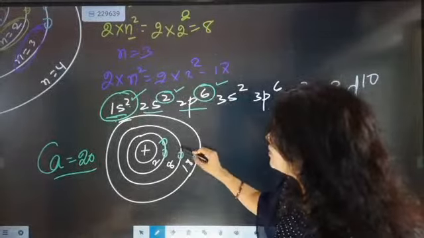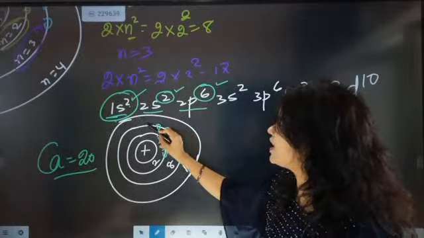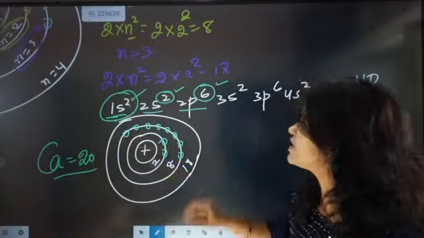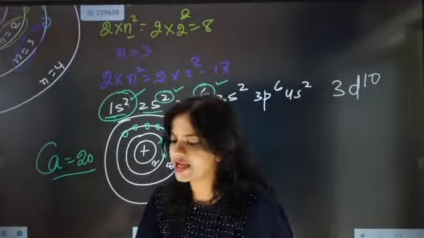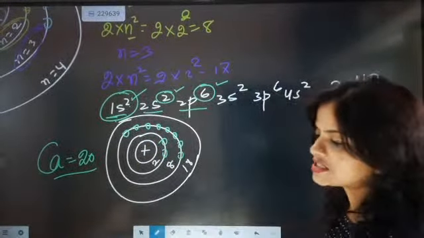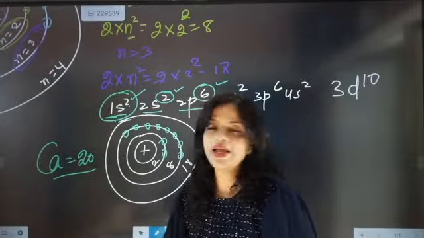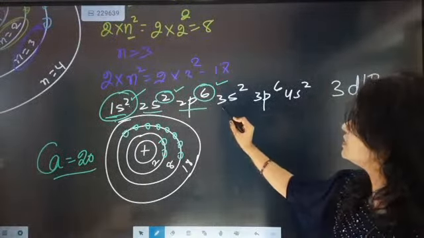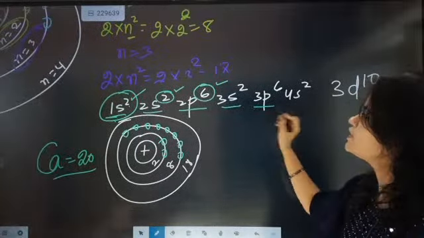So now 1, 2, 3, 4, 5, 6, 7, 8. So the second orbit maximum comes as 8 electrons. The second orbit maximum comes as how many electrons? 8 electrons. Now you read the third. 1, 2. Only 2 is there for 3s.